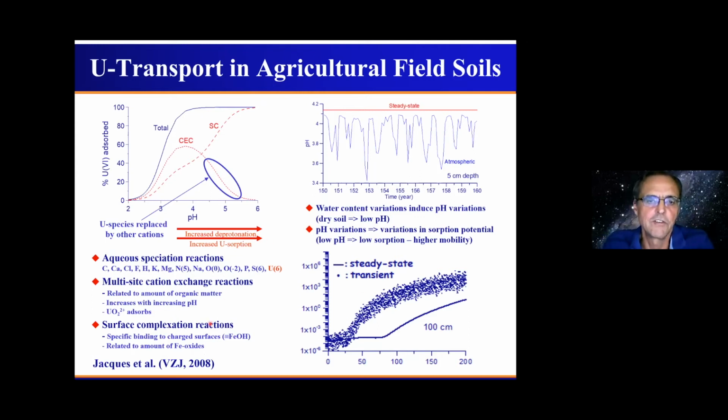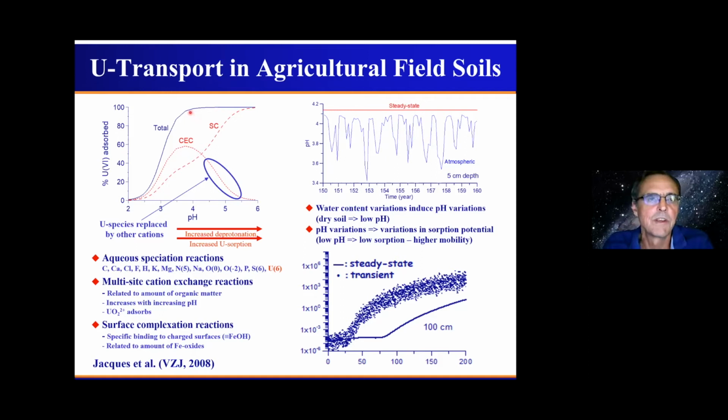This is another application which we did where we simulated uranium transport in agricultural field soils. This was quite a complex simulation because uranium is quite a complex species which has very complex reactions with the solid phase. You can consider both multi-site cation exchange reactions, which would be this one, and you can also consider surface complexation reactions. And you can see that all these reactions depend on the pH. So if pH is variable, this becomes all very complex, right? And this graph shows you the distribution of uranium between these different phases, between liquid phase and solid phase.